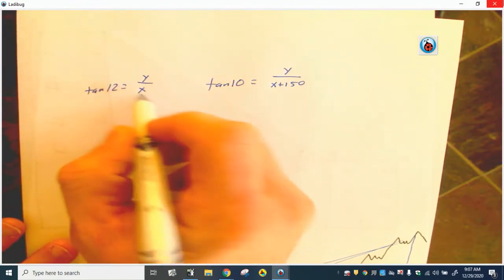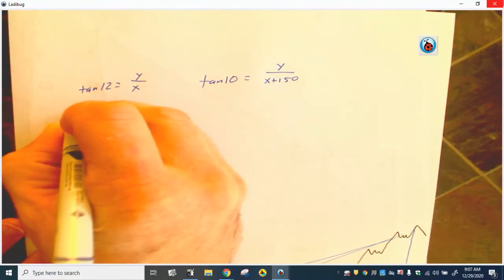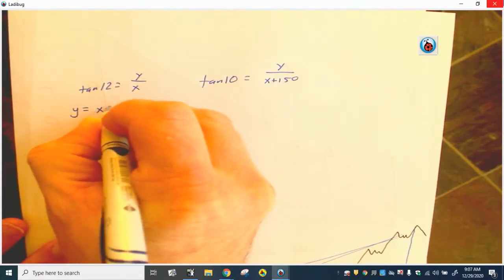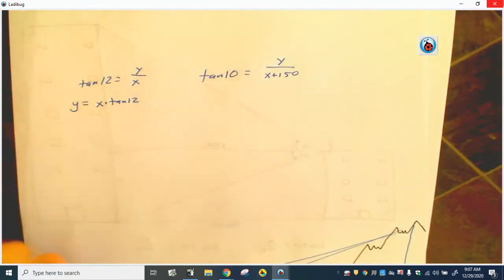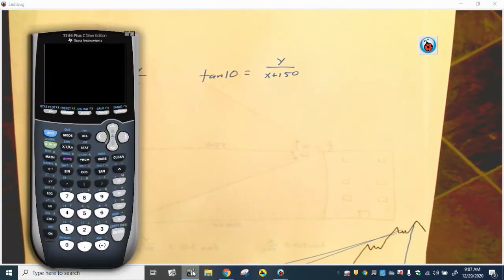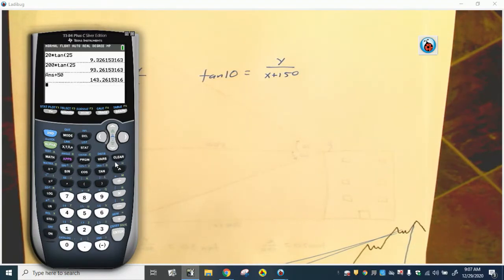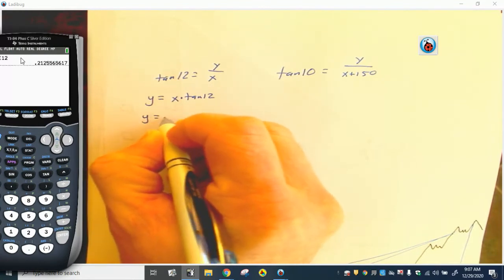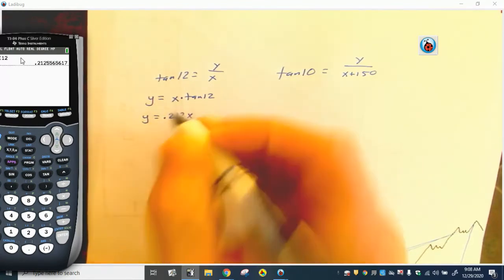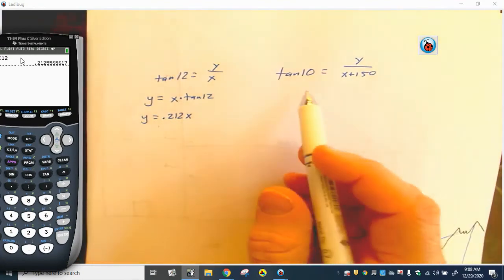First thing I would do here is butterfly, which would give me y is equal to x times the tangent of 12. And I need you to understand this tangent of 12 is nothing more than an ugly number. It's just a decimal. So tangent of 12 degrees is just an ugly little decimal. It's 0.212. So we're going to treat this as 0.212x.